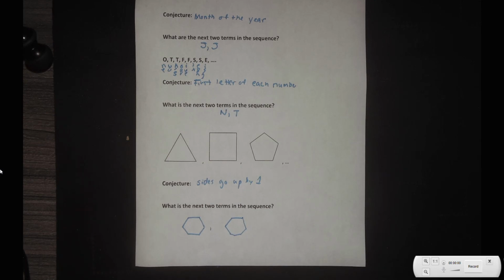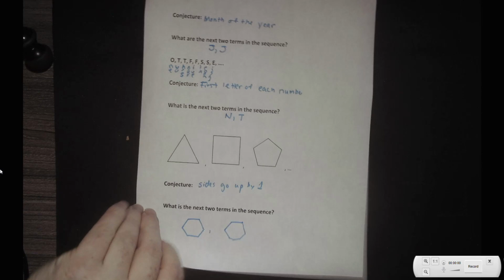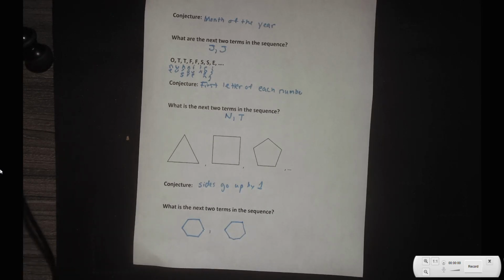It's kind of a bad representation, but you know, heptagons are really, really hard to actually draw. And that's it. It's a nice short one. So there you go.